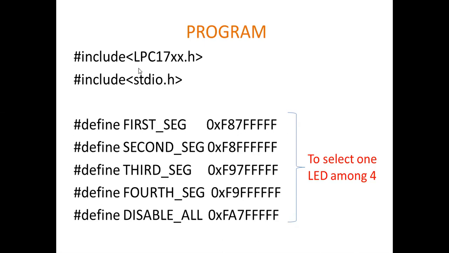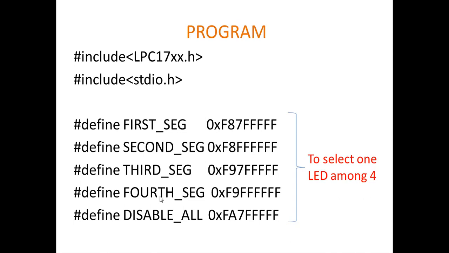So these two are the header files. Essentially all the registers associated with LPC1768 are available under the header file lpc17xx.h, and we must include the standard input output header file, stdio.h, here. These two are the header files.